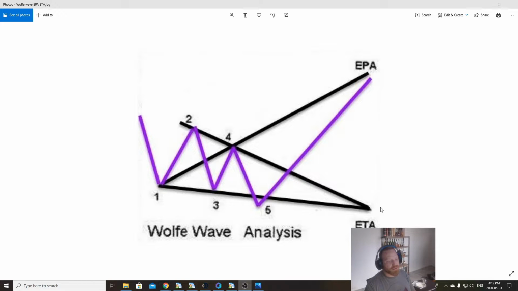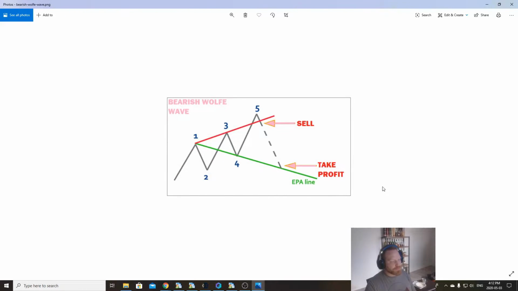And if you take the point of this with the estimated time and price of arrival, you should have a squaring of price and time, a bit like Gann did in the old days. So that's how you make the target. So now let's look at another image that's going to show you.